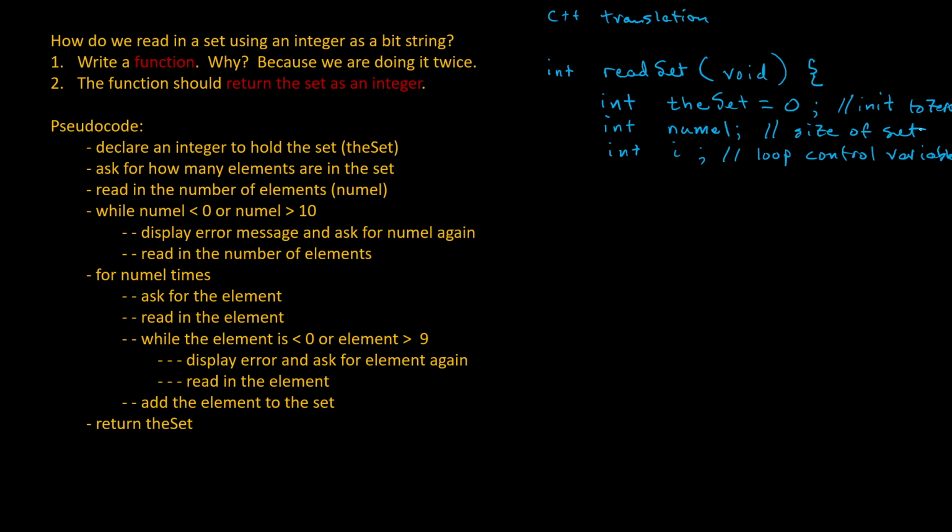So I've got 3 integers I'm going to need in here. Not only do I need to declare the integer for the set, I could declare the other integers where I'm reading them in and doing other stuff, but I'm just going to declare them at the front so that you know where they are.